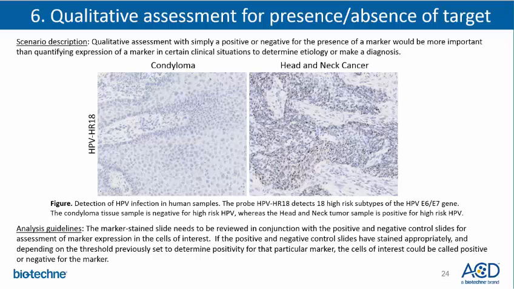For these types of scenarios, the marker stain slide needs to be reviewed in conjunction with the positive and negative control slides for assessment of marker expression in cells of interest. If the positive and negative control slides have stained appropriately, and depending on the threshold previously set to determine positivity for the particular marker, the cells of interest could be called positive or negative for that marker.